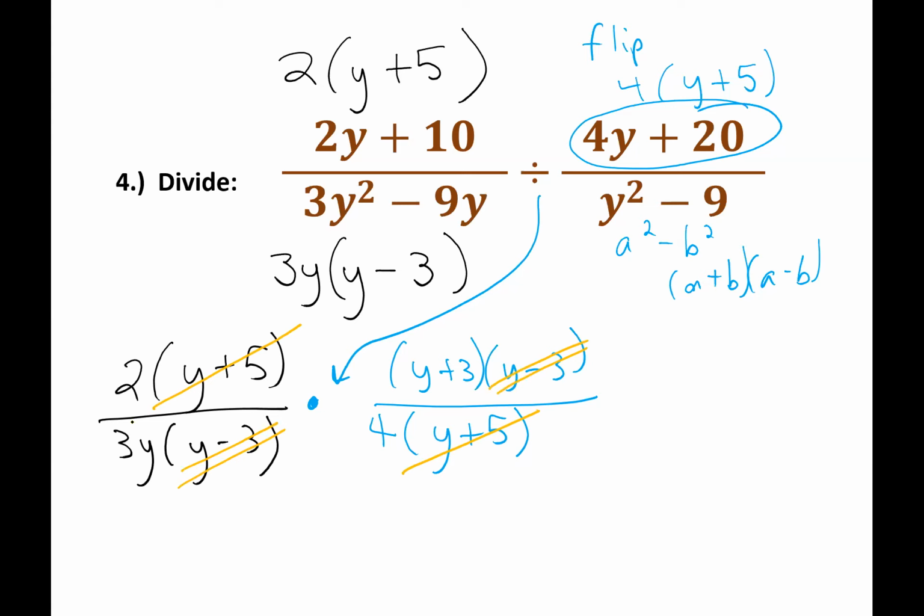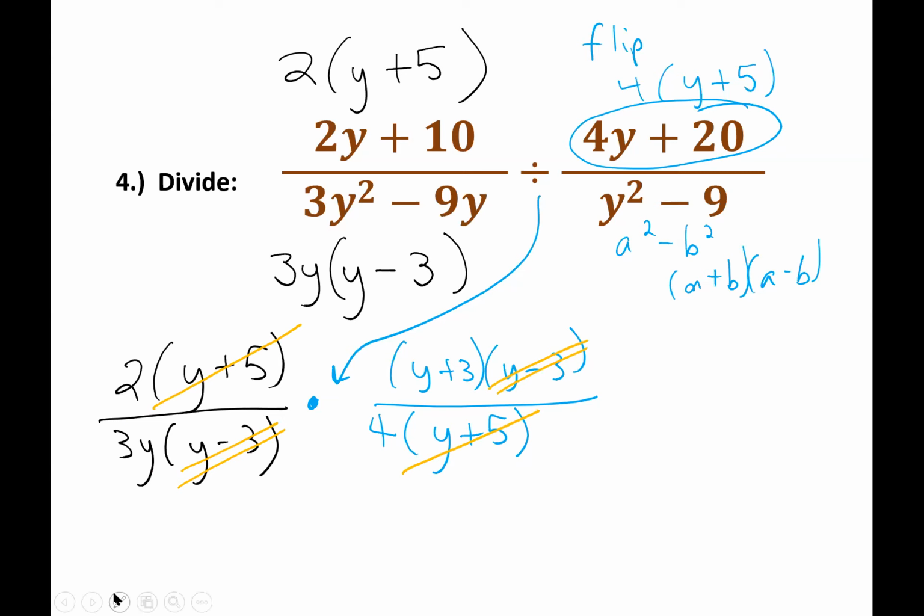Now be careful, this 3y and this y plus 3 might look kind of similar because they both have y's and they both have 3's, but they are definitely not the same. So do not cancel those. Y plus 3 has to stay where it is. The only way you would cancel out y plus 3 is if you had another y plus 3 in parentheses, which we do not have.